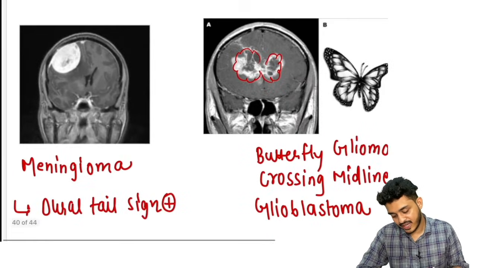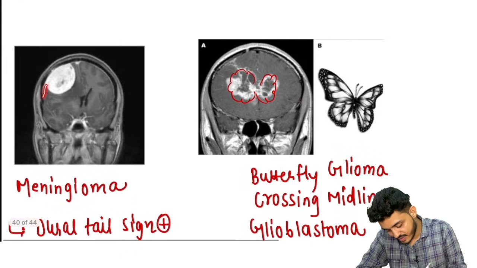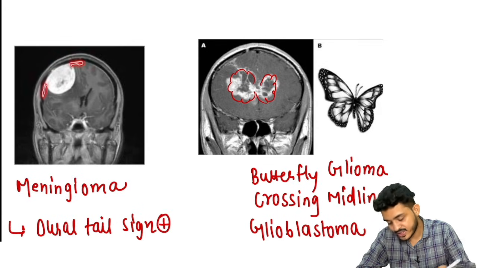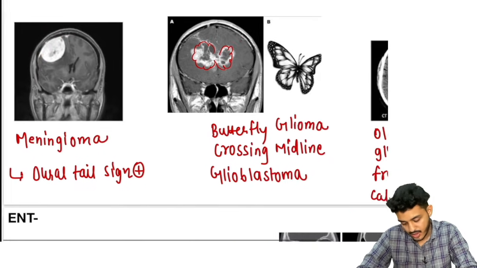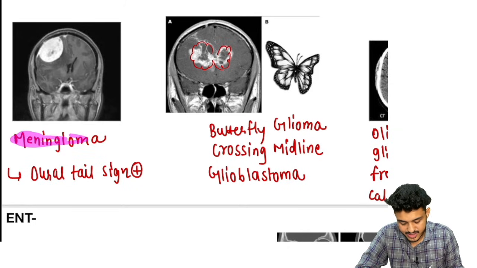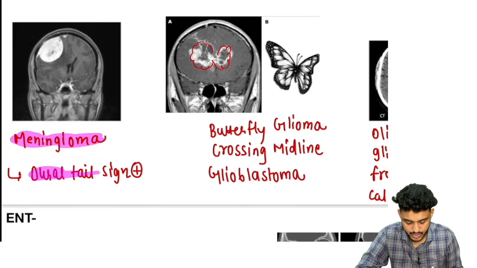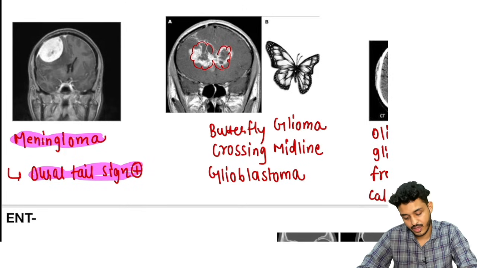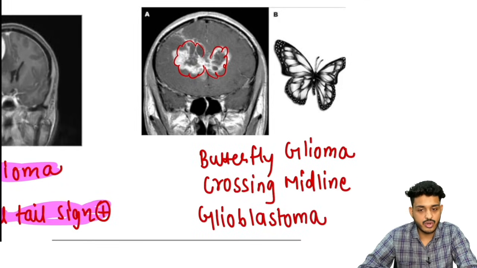This is going to be your meningioma, and this meningioma will be having this dural tail sign. This dural tail sign is going to be suggestive of what? Meningioma. Meningioma is going to be suggestive of dural tail sign. Then we have a tumor which is going to cross the midline.